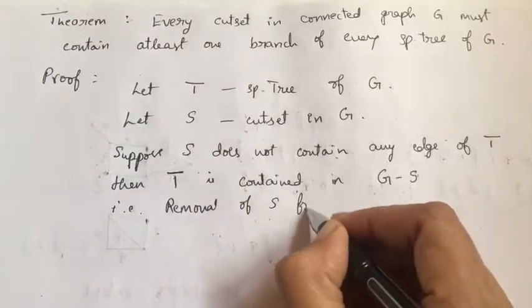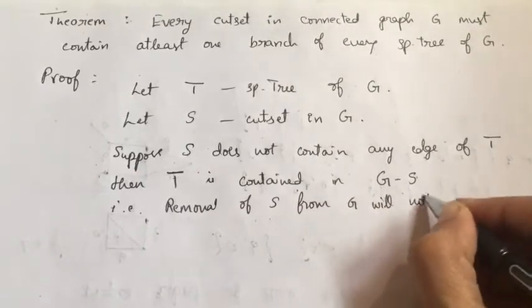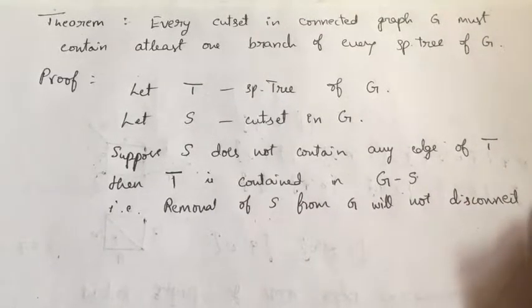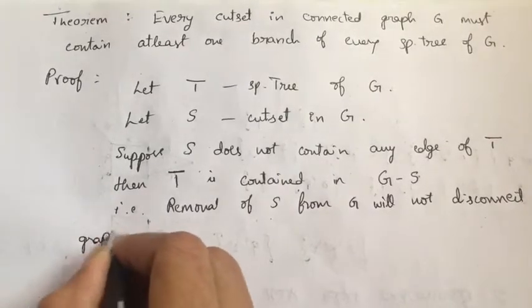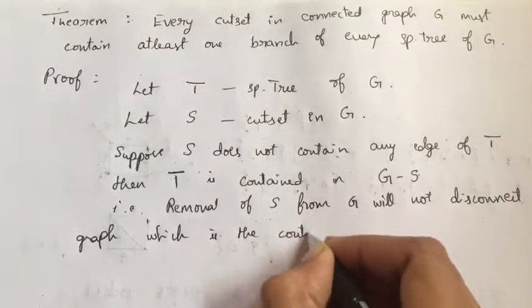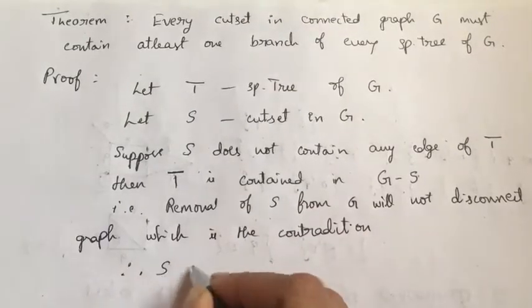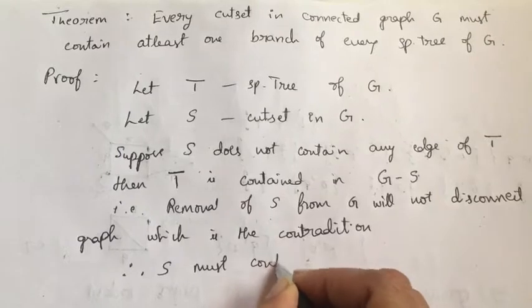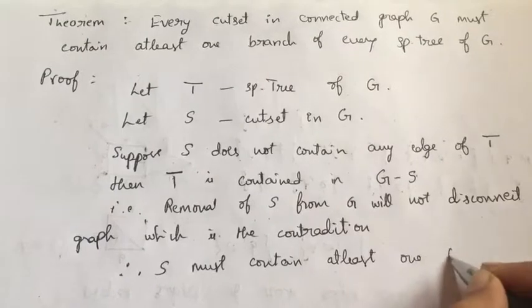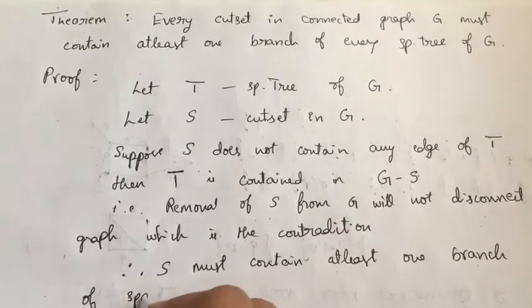Removal of S from G will not disconnect the graph, which is the contradiction. Therefore, S must contain at least one branch of the spanning tree.